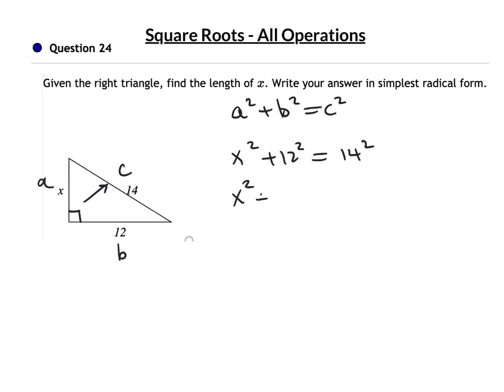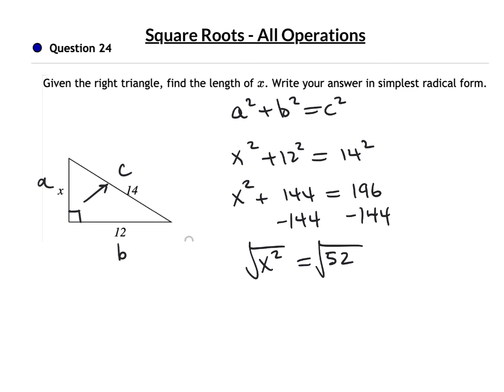That's x squared plus 144 equals 196. Let's take 144 from each side and get that x squared by itself. 196 minus 144 is 52. I'll take the square root of both sides. And this simplifies. There is a perfect square in there.